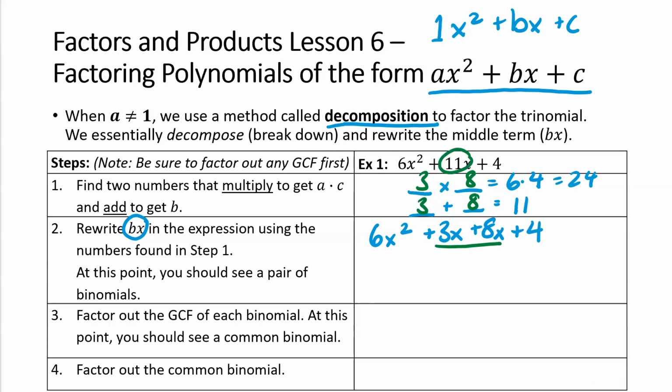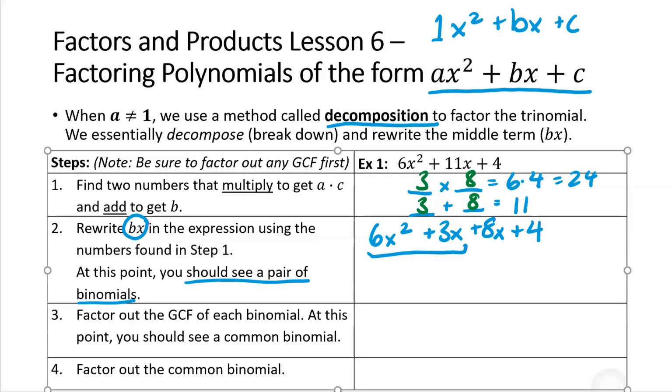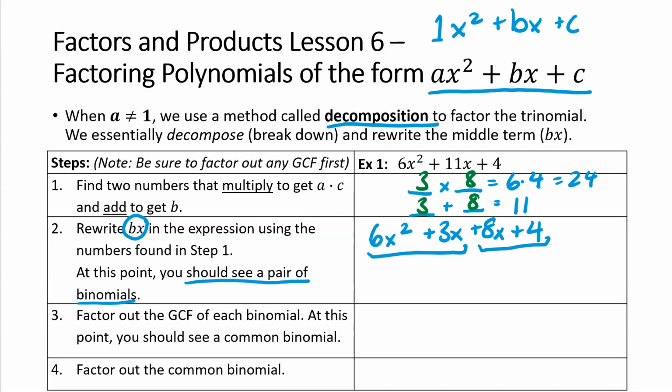And at this point in the process, you should see a pair of binomials. So here's one pair, 6x squared plus 3x, and here's another pair, 8x plus 4. What we're going to do with those two pairs is for each pair, we will factor out the greatest common factor. So let's take a look at the 6x squared plus 3x. The greatest common factor in that case would be 3x.